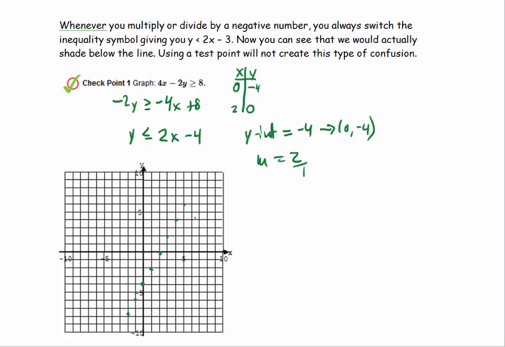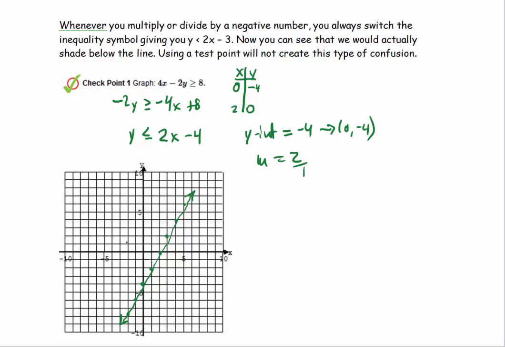The next question that I have to answer is, do I want to draw this line in as a solid line or as a dotted line? And here we'll look at the inequality. Does the inequality include the points that are on the line or not? In this case, we would say yes, it does include. So we're going to draw our line in here as a solid line.